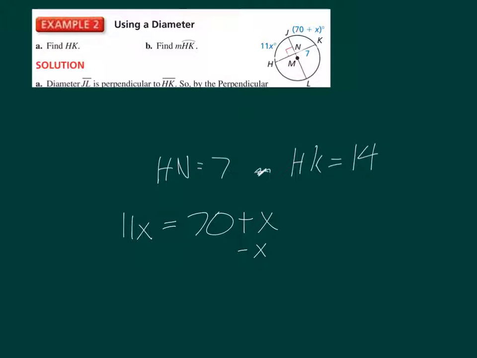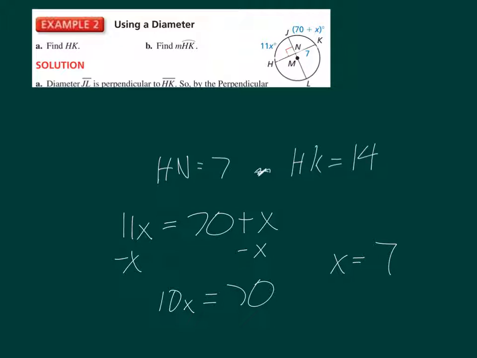We subtract the x to the other side, and we get 10x is equal to 70, and we get our solution for x, 7. And then if we want to find the measure of arc HK, we need to plug that in. So again, don't just answer for x.